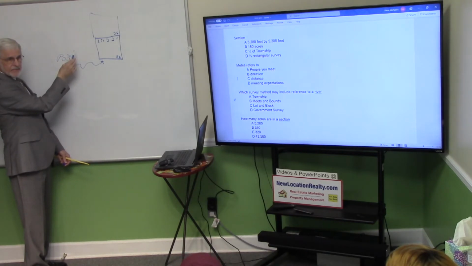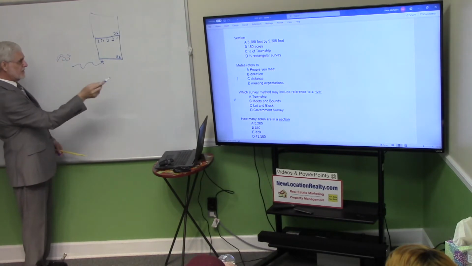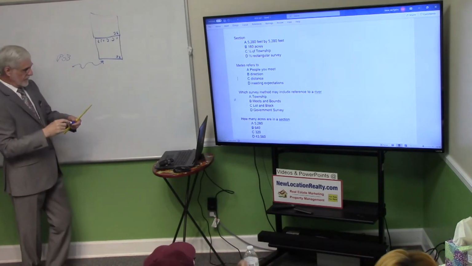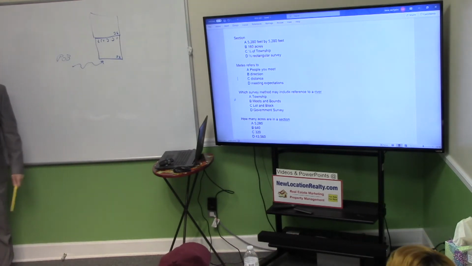I don't see no point of beginning in that. Well, it's metes and bounds, and point of beginning is part of metes and bounds. There you go with that again. You need to change that.